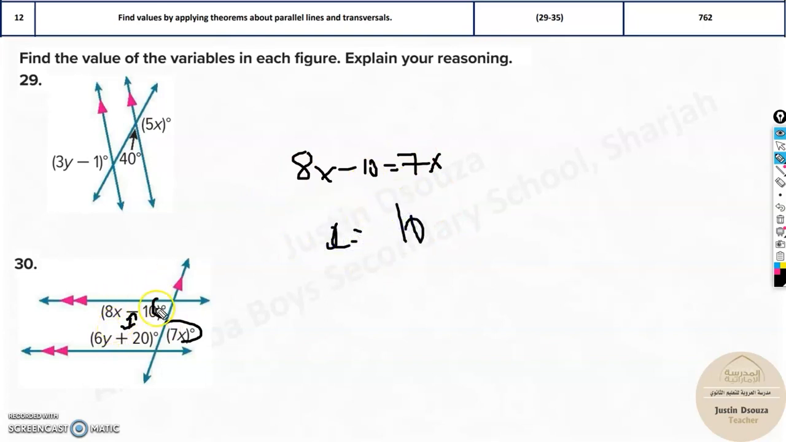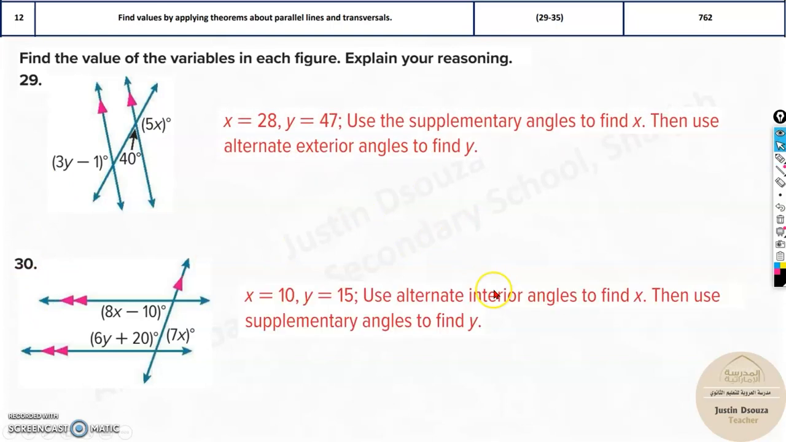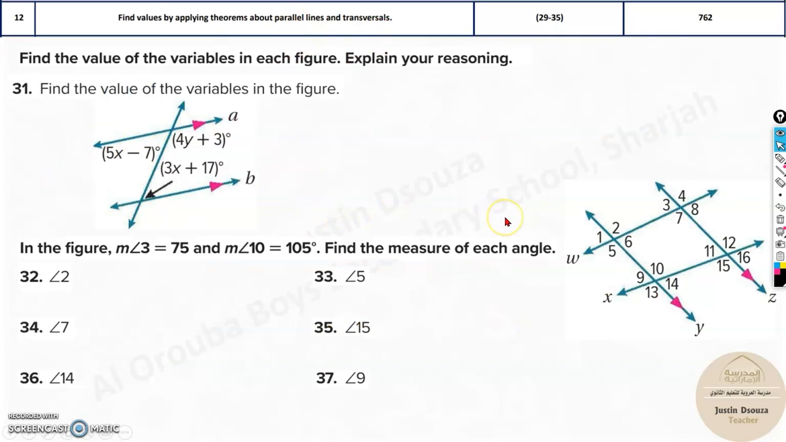Now, once you know x is equal to 10, you can solve this, and then this angle plus 6y plus 20 equals 180 degrees, and then solve it up. Solve it by yourself and then check for the answers. Over here we found the x value, but y you have to solve. Now, which theorem do you use? Over here there are plenty of theorems. Supplementary angle to find x, and then you use alternate exterior angle. Similarly, the theorems or the relationships which we use are mentioned. Same way, please do try these as well, and then you can check the answers.